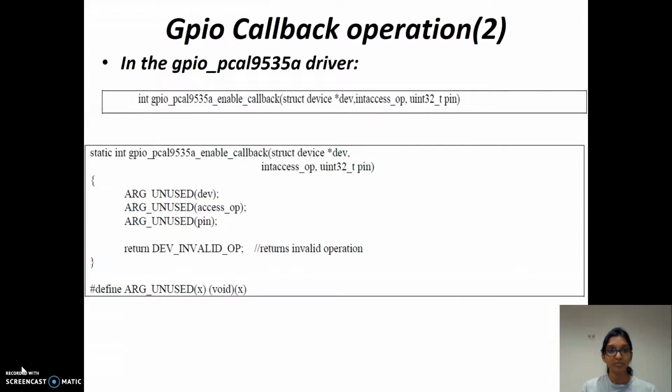In the GPIO PCAL9535A driver, we see that none of the pins are configured as interrupts, so they do not receive or trigger an interrupt. Hence, in this function, no operation is performed. And we see that the arguments are unused, and it returns a device invalid operation.